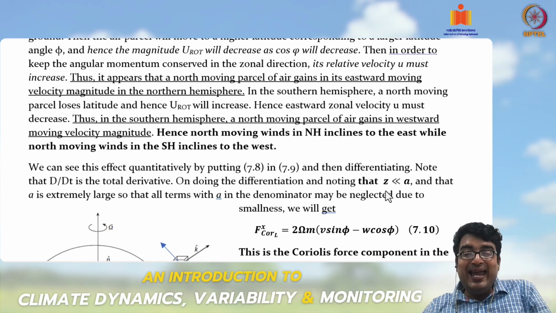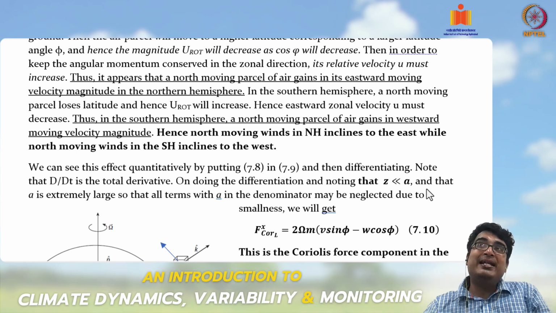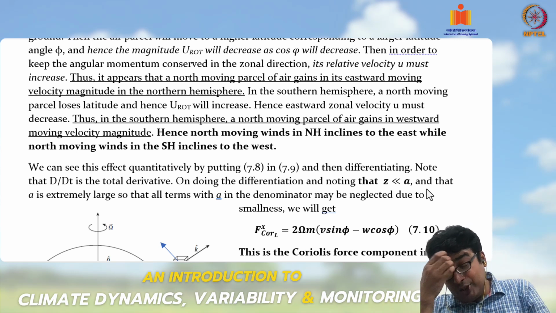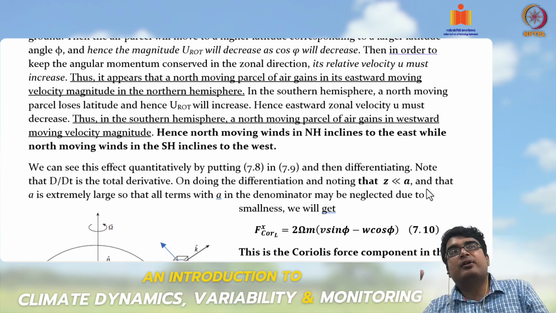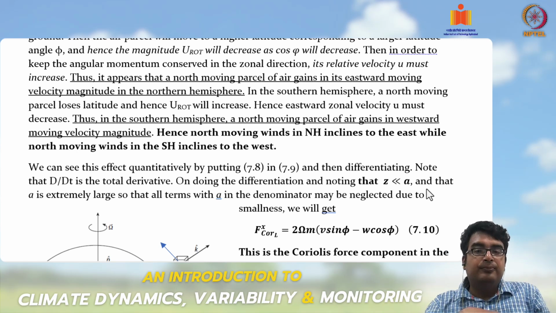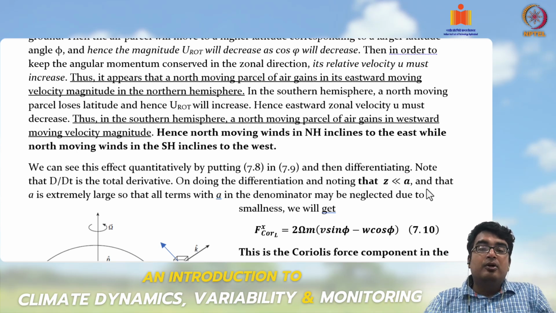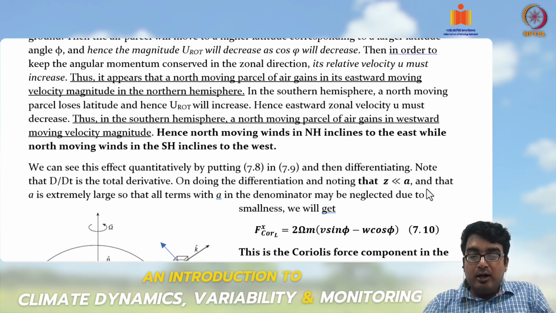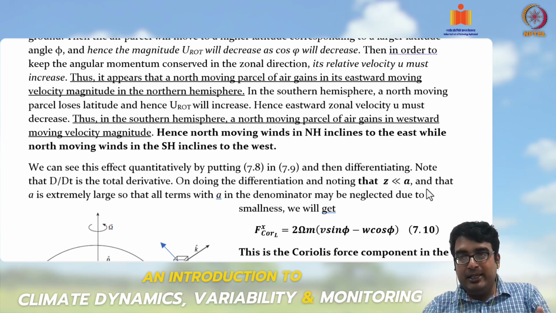Noting that z is much smaller than a, where a is the radius of the earth and z is the altitude of the air parcel with relation to the ground. Clearly, the radius of the earth is much larger. So a is extremely large, so all terms with a in the denominator we can neglect.